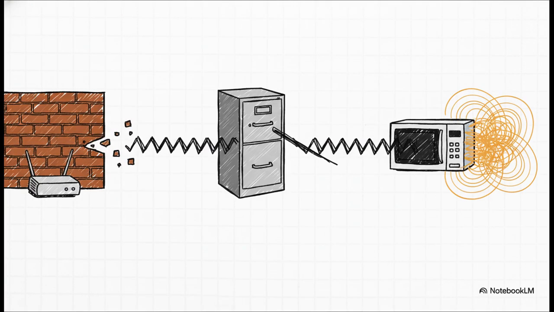But going wireless isn't a free lunch. Unlike a nice contained signal in a cable, radio waves just go everywhere. They can get blocked by walls, they bounce off metal surfaces, and they can get messed up by other signals like your neighbor's Wi-Fi or even your microwave oven. Making wireless reliable is a massive engineering challenge.